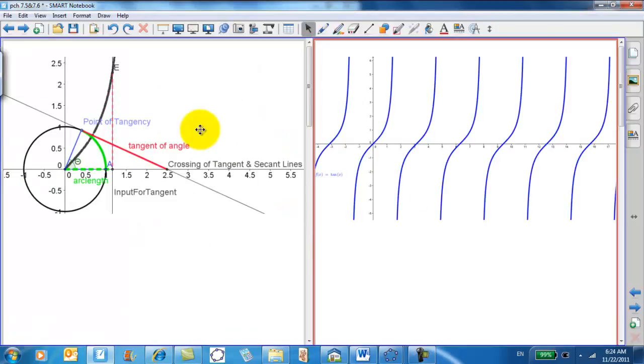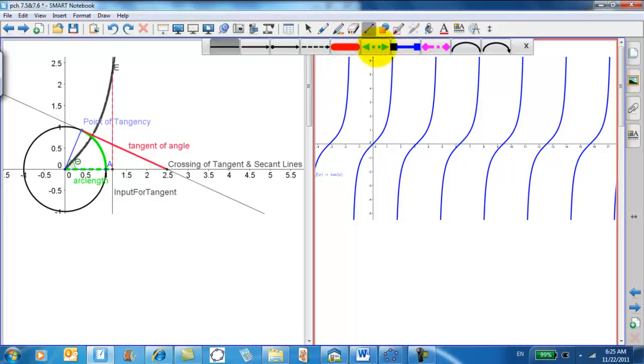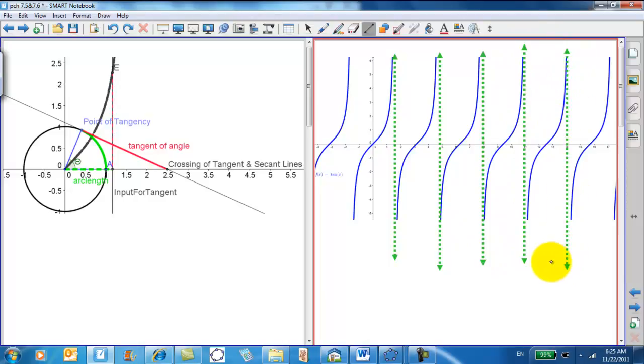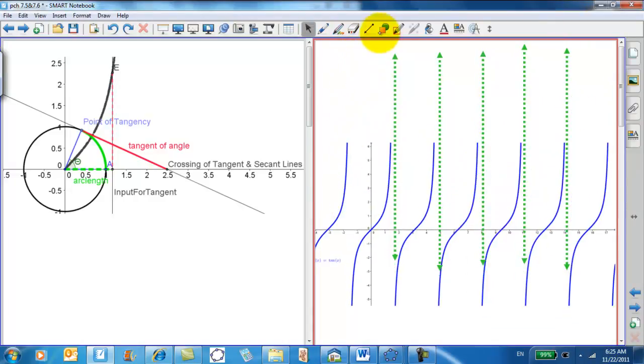Okay, let's review what we came up with so far with the tangent. Remember we took this distance from the point of tangency to where the tangent line crosses the x-axis. And when the angle was 0, the tangent was 0, sure enough. And it's going to happen again at pi. And halfway in between is where we've got our vertical asymptotes. So let's get some vertical asymptotes in here. Look at all these. All over the place. Infinite number of vertical asymptotes.